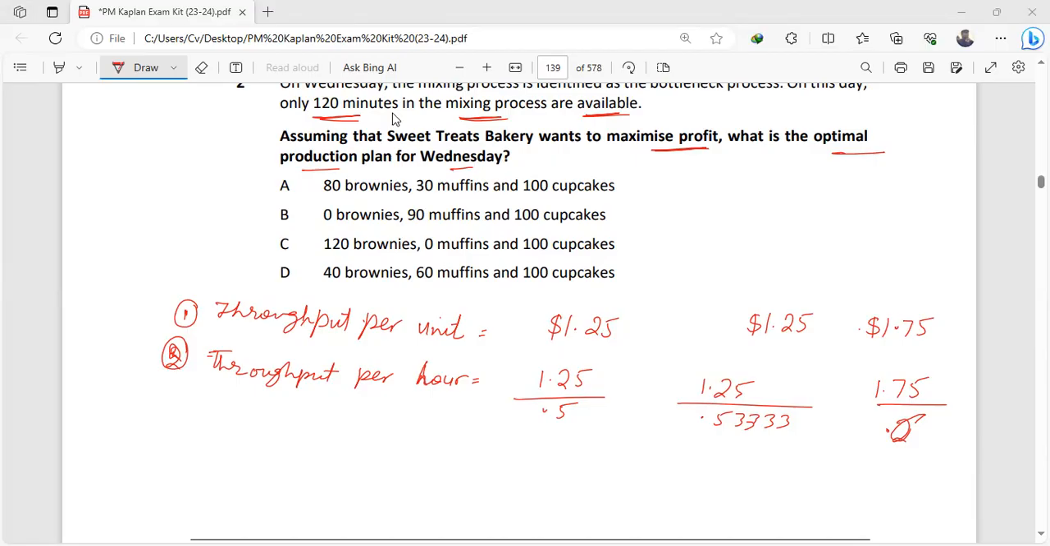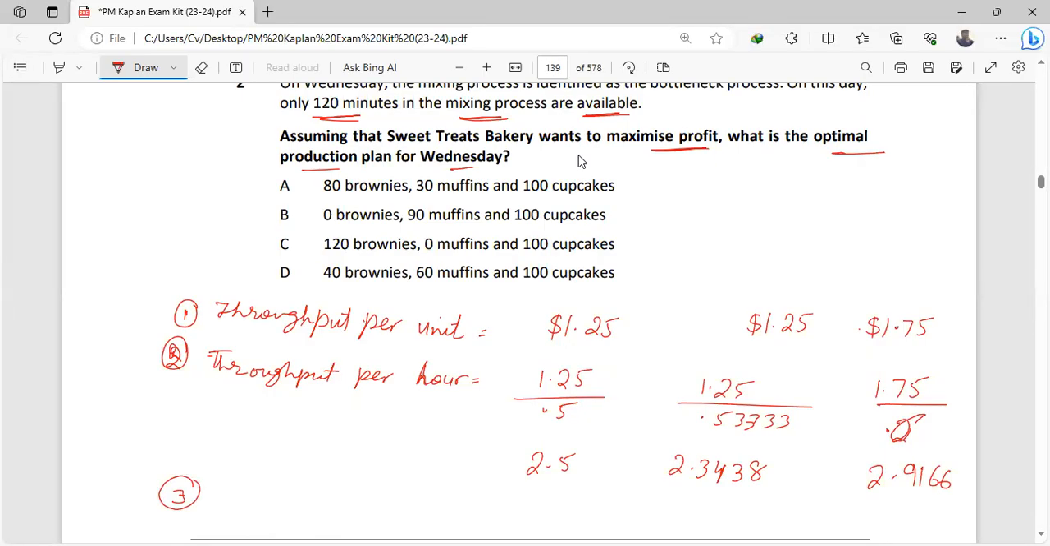It is, I think, 2.5. Second one is 1.25 divided by 0.5333. What will be the answer? 2.3438. Next one, 1.75 divided by 0.6. 2.91667. Now, throughput per hour represents, in fact, the throughput accounting ratio.